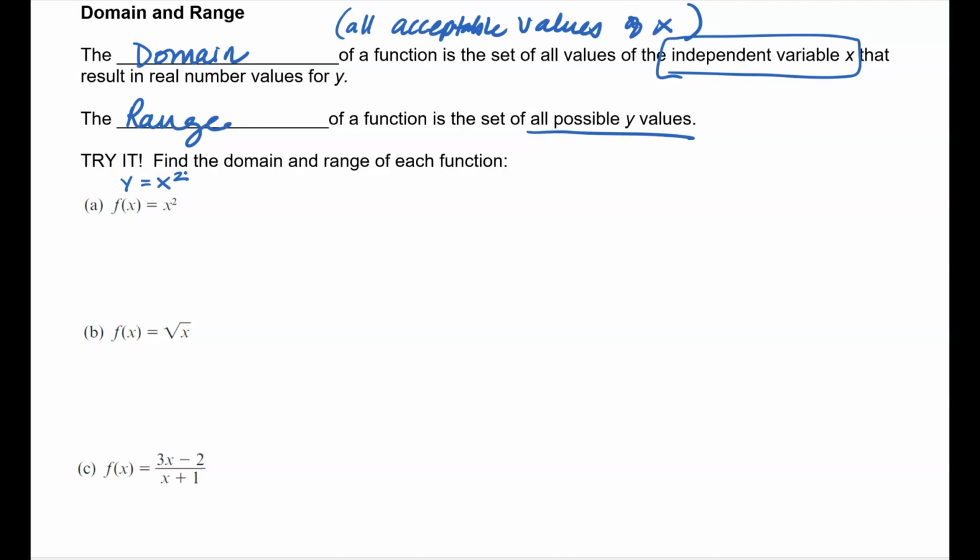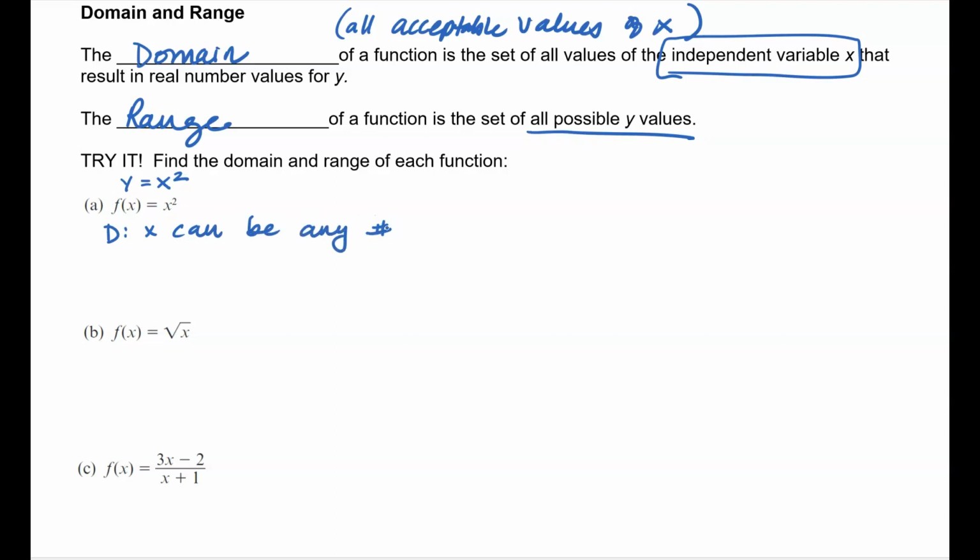You could think, okay, are there any x values that I cannot plug in there? Like, is there any number where it's a problem to square that number? The answer is no. You can plug in any number you want because you're allowed to square anything. There's no restrictions on squaring a number. So for the domain, we say x can be anything.